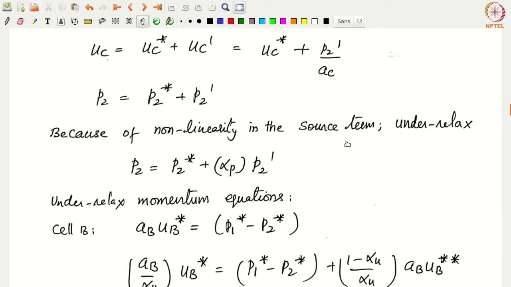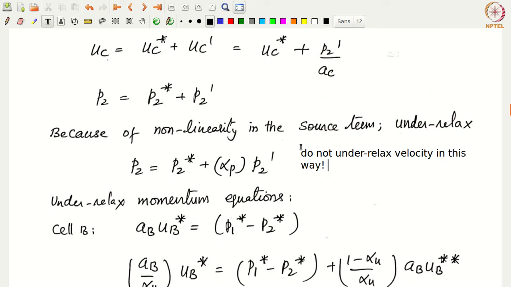So let us under-relax the pressure. That means whatever P2 prime you got, you multiply it with some alpha P and add it to the star value to obtain the new value. So P2 equals P2 star plus alpha P times P2 prime, and of course we do not under-relax velocity in this way.